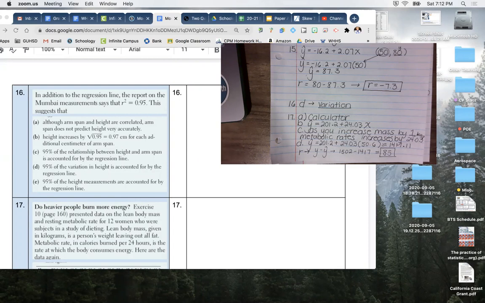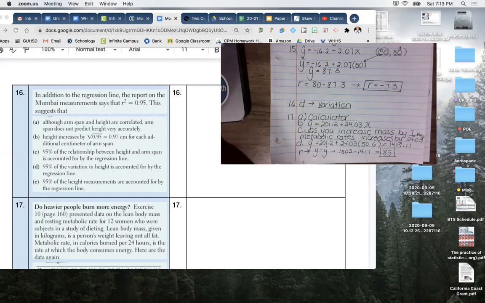Number 16, they're actually just asking for a multiple choice question, and there's not much to describe there, but it says, in addition to the regression line, the report on Mumbai measurements say that R squared is 0.95. Remember, our R squared value being 0.95 means that 95% of the variation in whatever your Y values are here in height is accounted for by the least squares regression line. The answer is D. That is the only one that mentions 95% of the variation. Remember, this is only talking about variation.